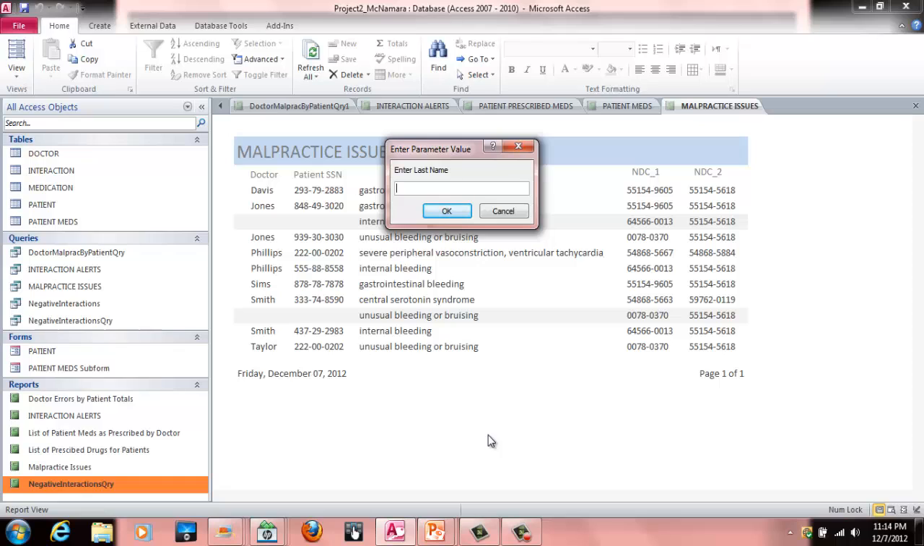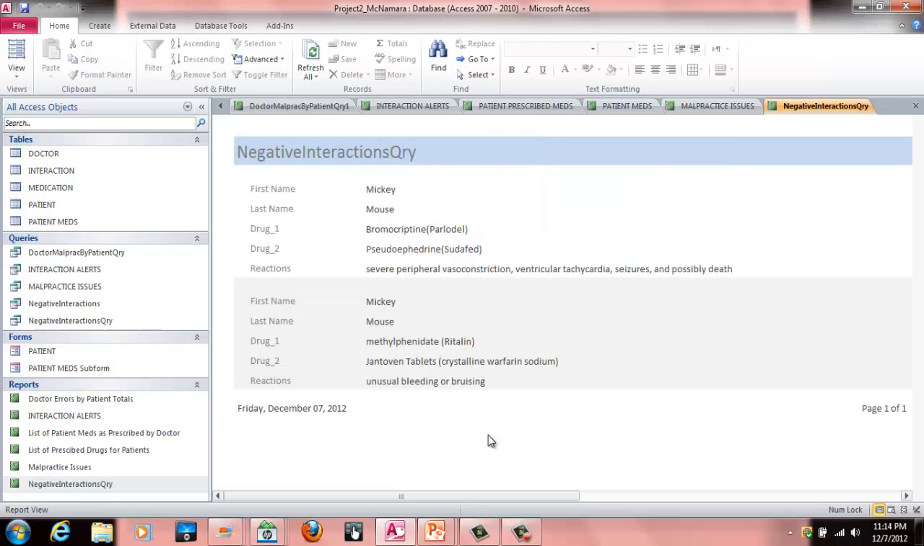And this next report is from a nurse side. If a nurse sees a patient having symptoms that are abnormal or not usual, she can go to this report, enter the patient's last name, and I'm putting in Mouse because I gave Mickey Mouse a bunch of issues. And here you can see he is having 2 interactions, one for these 2 drugs and another for these 2 drugs.